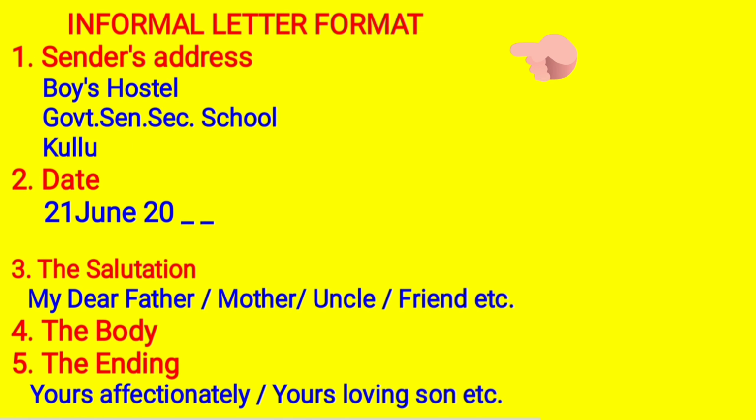Format of informal letter. First of all, we'll write the sender's address, like Boys Hostel, Government Senior Secondary School, Kullu. Then leave one line, and after leaving one line, you will write the date, like 21st June 2000, and write the year. Then leave one line again, then write the salutation. If you are writing to your father, then write My dear father. If you are writing to your mother, then write My dear mother, My dear uncle, My dear friend, etc.